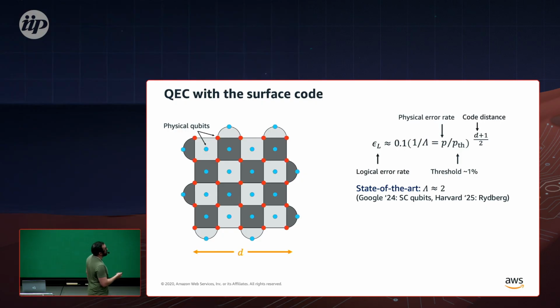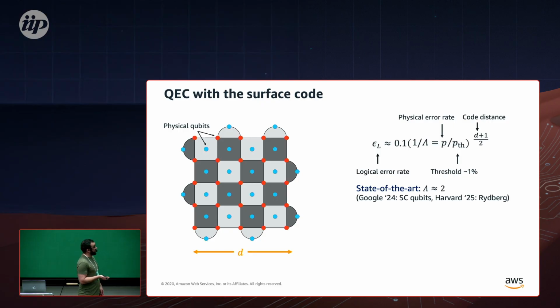All right, so this is what I was telling you. p is the physical error rate. d is the code distance, in this case the d by d for the surface code. The threshold for the surface code is around 1%. So it's a nice thing about the surface code: the threshold is not too low. Again, it depends on the error model, but that's a good rule of thumb. And of course, epsilon L is the logical error rate that I mentioned.